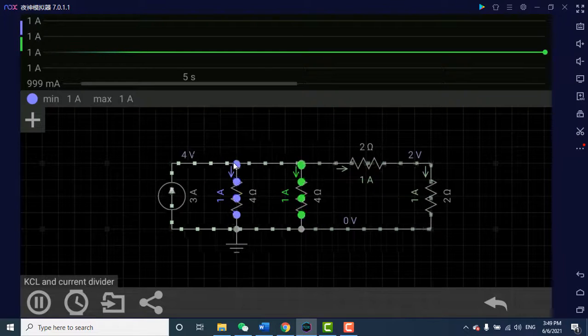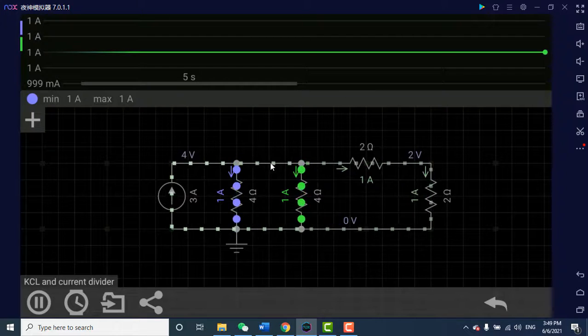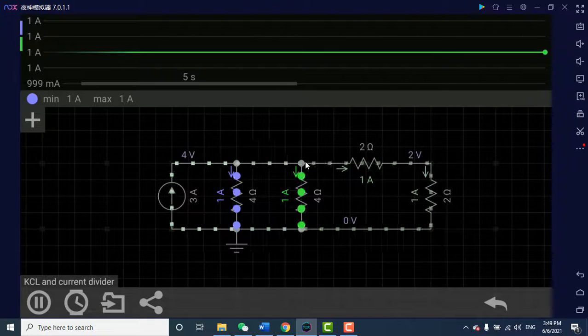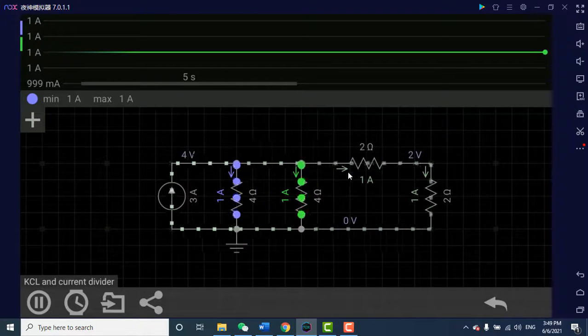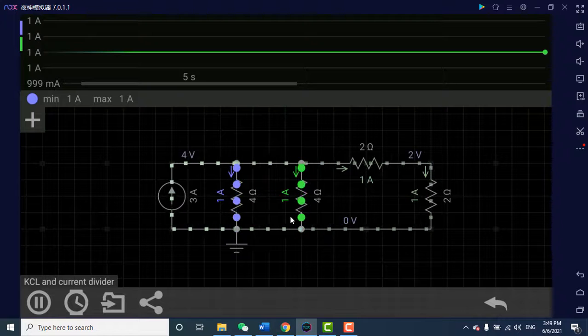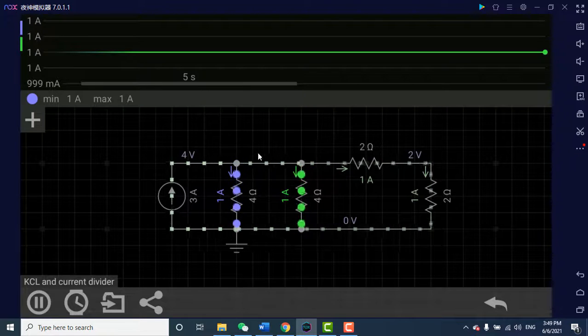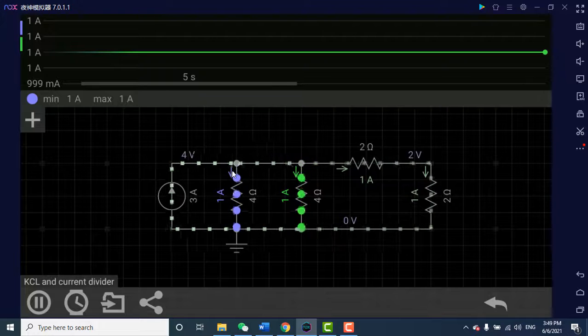So the entering current in this node is 1 amp. Now in this branch, how much is it? This branch is the sum of these two. So first we need to know how much current is entering this node. If we know the leaving currents are 1 amp and 1 amp, it means the entering current is 2 amps. So this branch is leaving 2 amps of current at this node. 2 amps plus 1 amp, 3 amps is on this node.